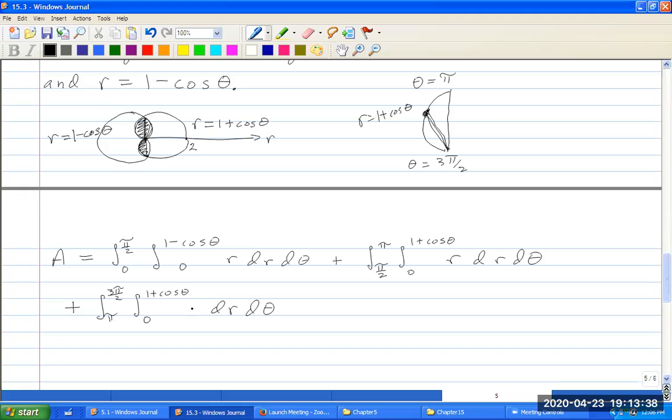And then the last one, plus. So now let's do this last part here. So this last part. So I'm going from 3 pi over 2 to 2 pi.